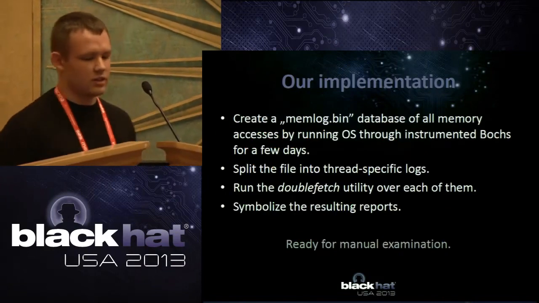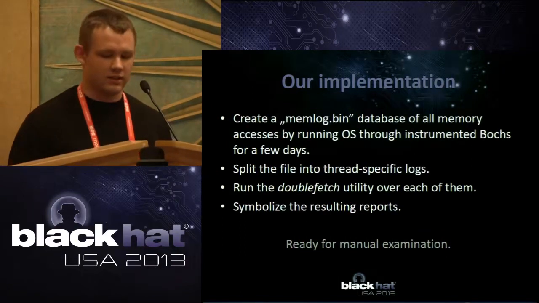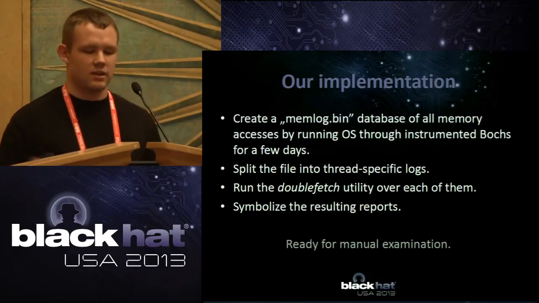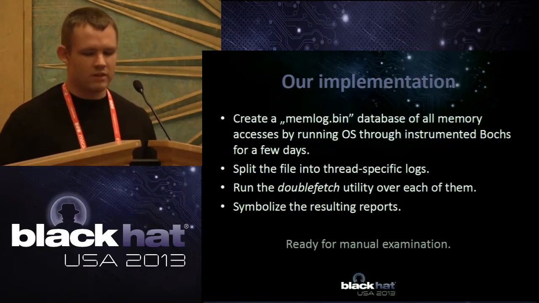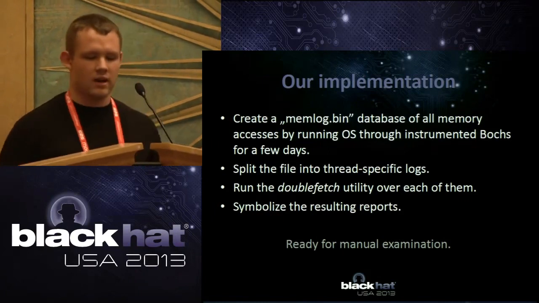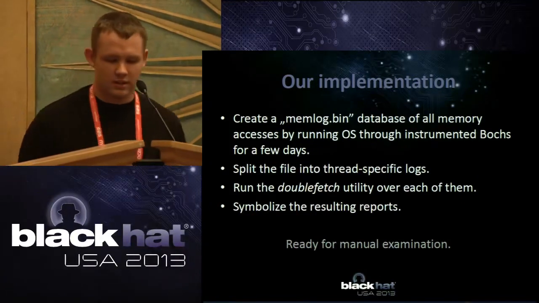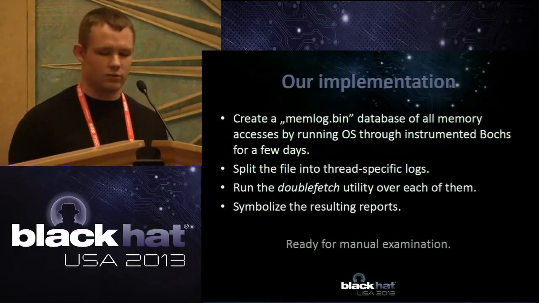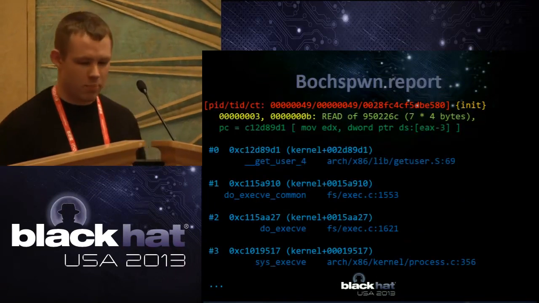So our implementation is as follows. We basically create a large memlog.bin file that contains all of those memory accesses. It's usually many gigabytes because there are lots of memory fetches within the operating system lifespan. We split the file into thread-specific logs, so we end up with thousands of log files, each corresponding to each thread that was running inside of the system. We run the double fetch utility over each of them, and after we have the output, we symbolize the resulting reports and perform unixization and then look into them.